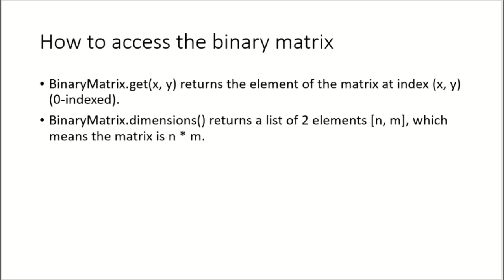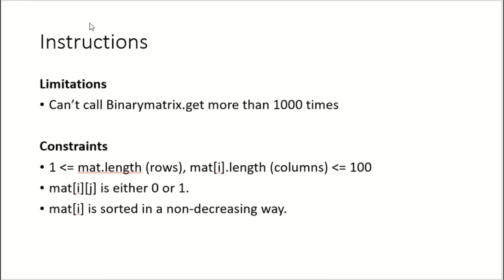For the constraints, we have up to 100 rows and up to 100 columns. So we can't check each and every element of this matrix, because we'd be checking it 100 times 100, which is 10,000 times in the case that we actually got 100 columns and rows, and we're only allowed to check the elements 1,000 times. And another constraint is that every element is either a 0 or a 1.